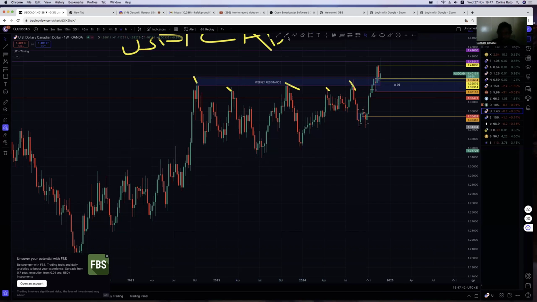the market came to that resistance, bounced back, came again to resistance, bounced back, resistance, bounce back, resistance, bounce back. This point is where it breaks resistance, you can see it breaking resistance.